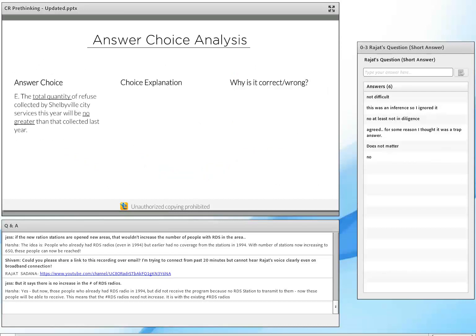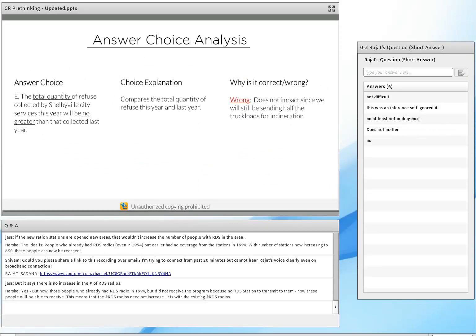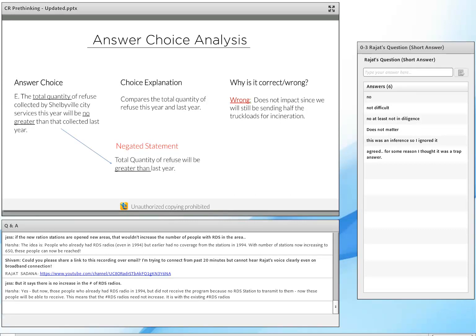Choice E talks about the total quantity of refuse will be no greater. Doesn't matter to us. Why? Because we are only going to send half as many truckloads for incineration. Okay. So, negated statement, the total quantity would be greater. The impact on conclusion, no impact.